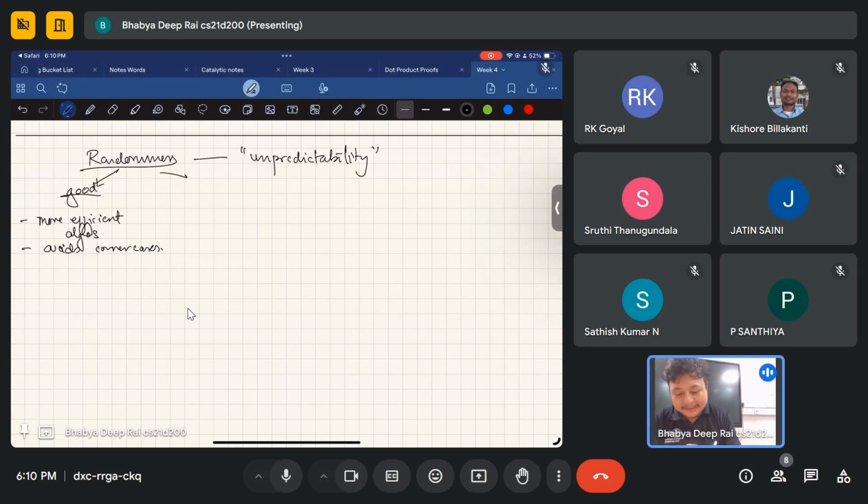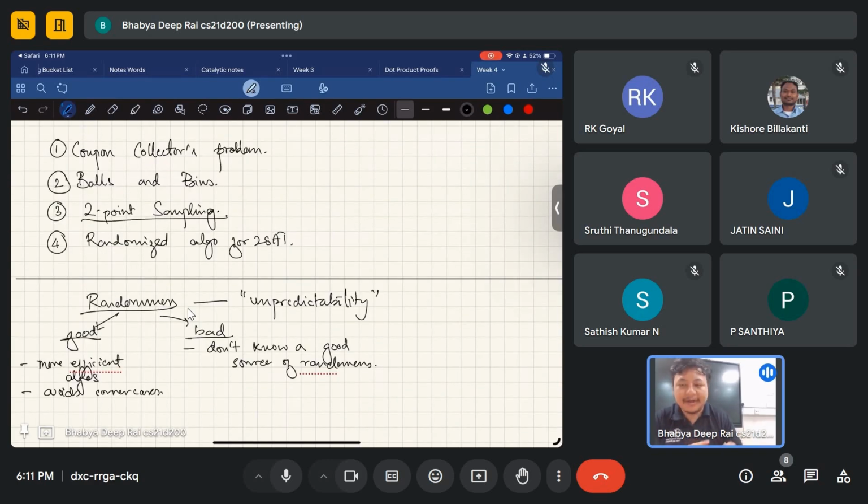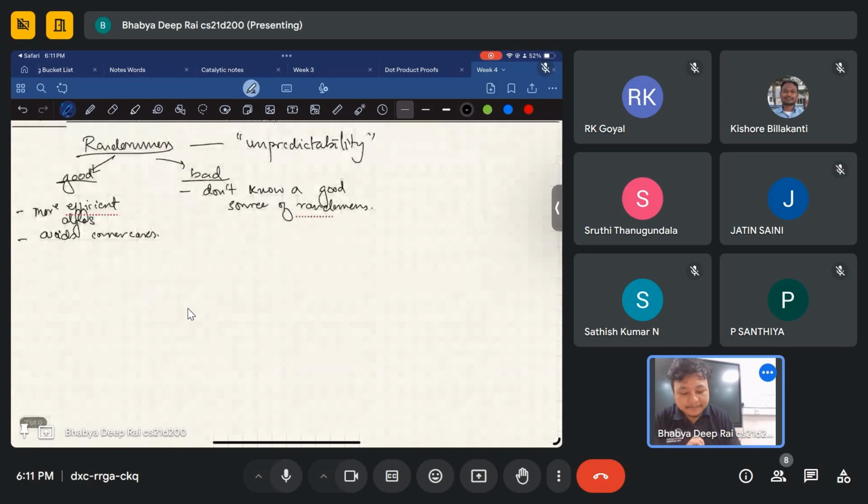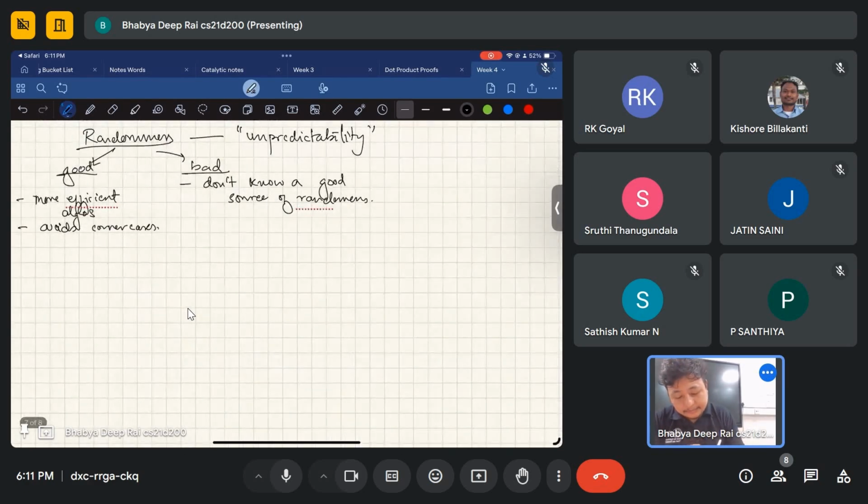And why is randomness bad? Well, we don't know a good source of randomness. This source of randomness thing I want to discuss in detail next week, which is about 2-point sampling. But right now I don't want to get into it. Now, what do I mean by a good source of randomness?